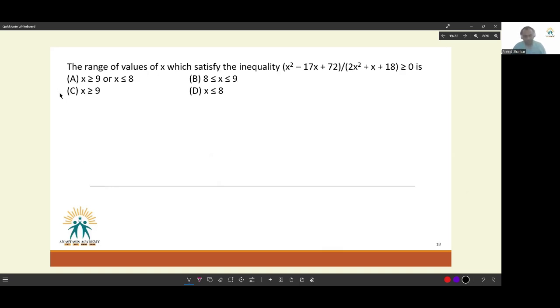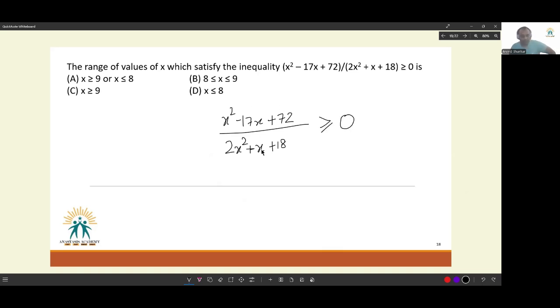Okay. Next, the range of values of x which satisfy the inequality x square minus 17x plus 72 by 2x square plus x plus 18 is greater than equal to 0.